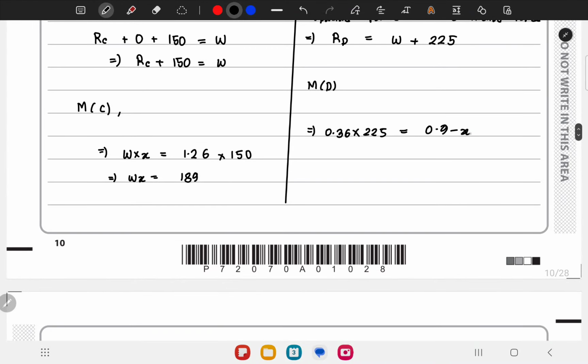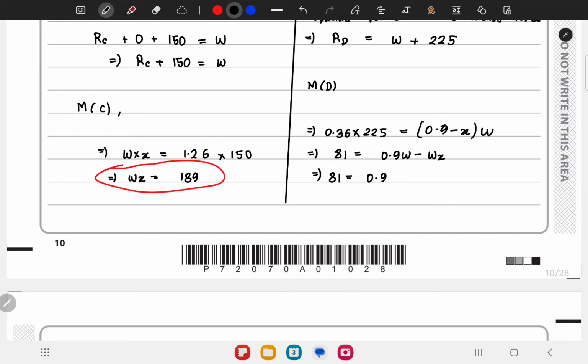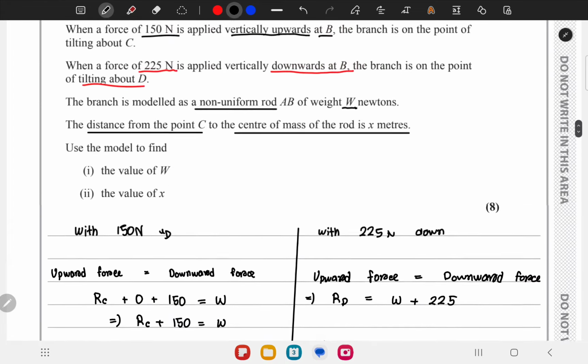So 0.9 minus x times W. So we have 81 over here, which is equal to 0.9 W minus Wx. From the previous part, we know that Wx is 189. So 81 equals 0.9 W minus 189. So 0.9 W is equal to 81 plus 189, which is 270. The value of W is 270 divided by 0.9, which is 300. So the weight is 300 newtons.